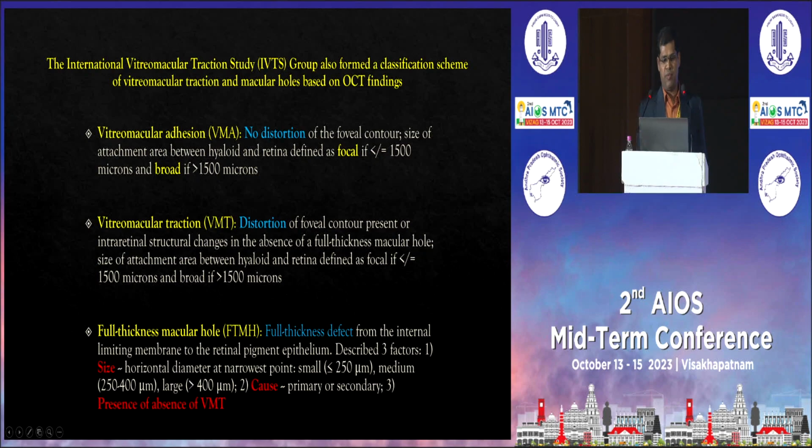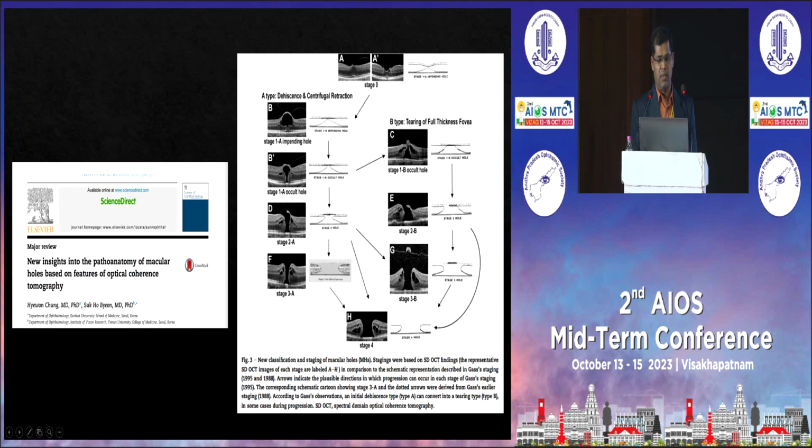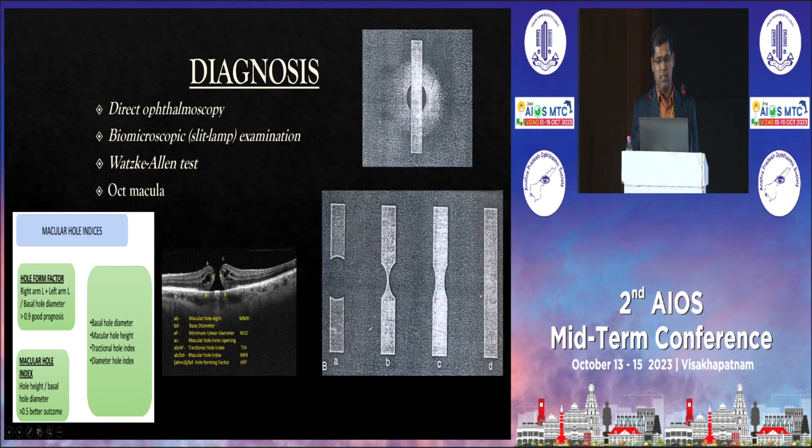The international vitreomacular traction classification on OCT includes vitreomacular adhesion, traction, and full thickness macular hole. In vitreomacular adhesion, there is no distortion of the foveal contour. It can be focal or broad, depending on whether the adhesion is 1500 microns or more. In vitreomacular traction, there is a distortion of the foveal contour. So this is the article.